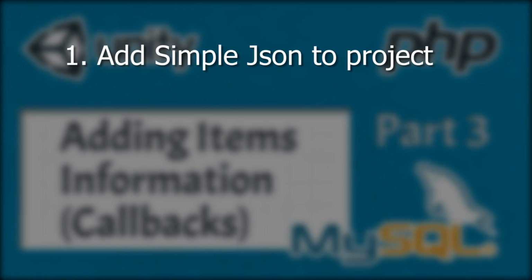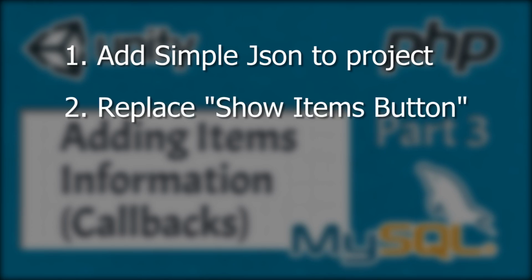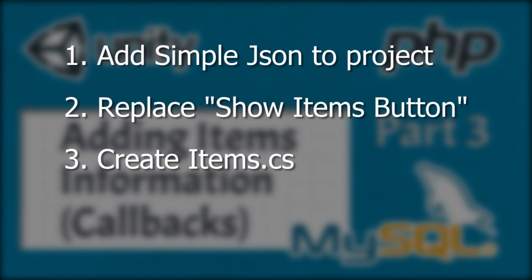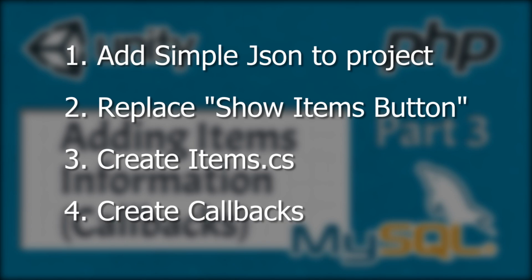We're going to first implement the simple JSON file. Then we're going to replace the button that we use to show our items, and we're going to put that part of the function in our login if we have a success. After that, we're going to create an item controller to create items and control our items object. We're also going to create some callbacks to wait for our server's response.